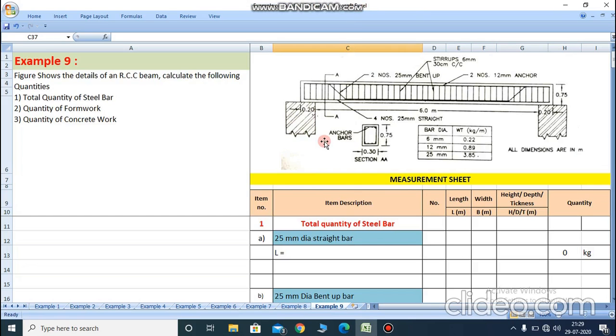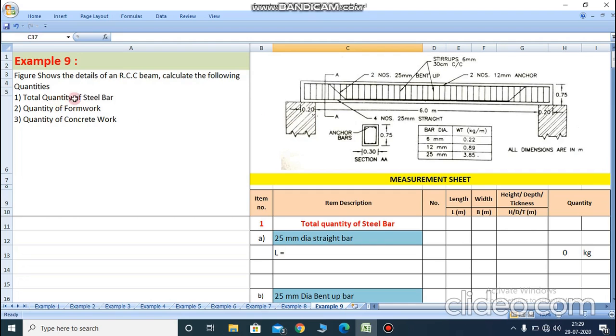Hello students, today we start a new example on RCC beam, and in this example we find out the total quantity of the steel and formwork and total quantity of concrete work. So here the figure shows the detail of the RCC beam. Calculate the following quantities. So here three items are calculated.